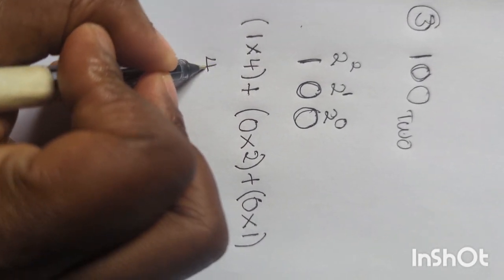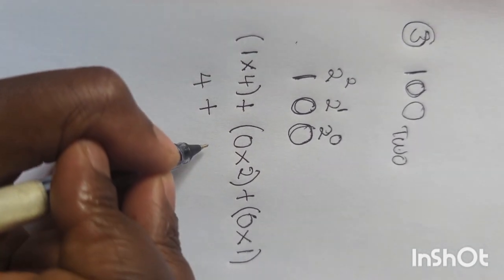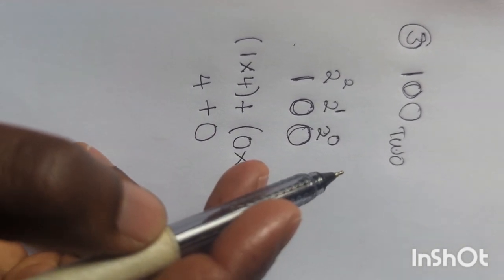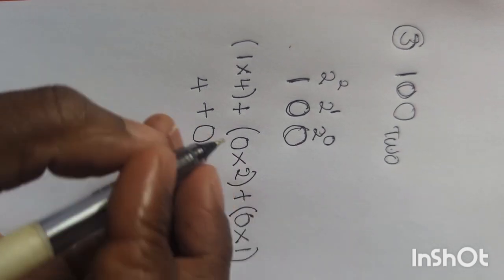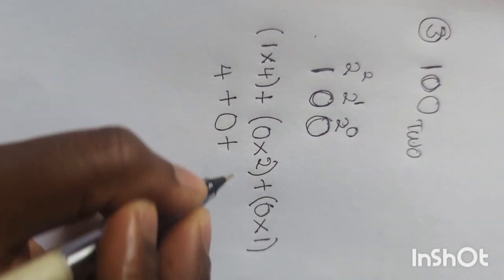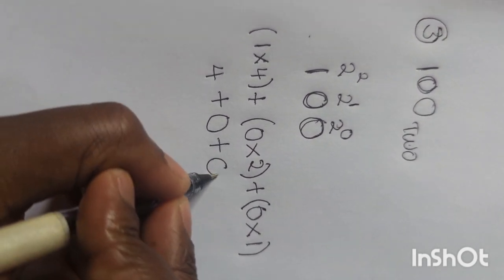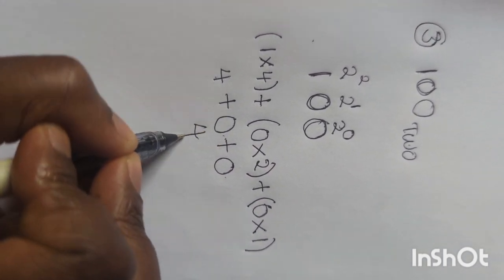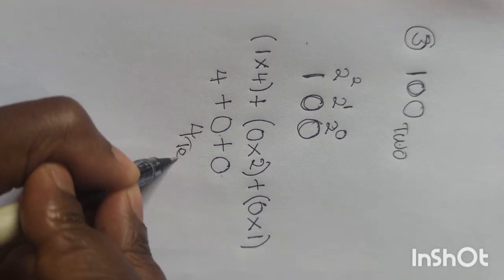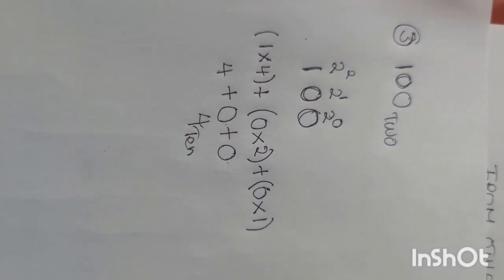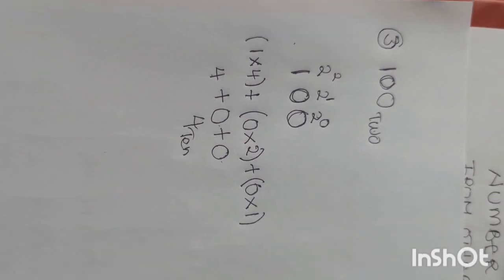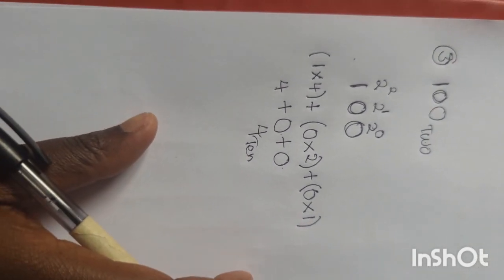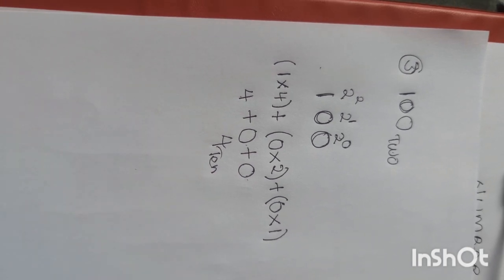1 times 4, 4, plus 0 times 2, 0. Remember, a number to the power 0 is 1, but a number multiplied by 0 is 0. Plus 0 by 1, 0. So 4 plus 0 is what? A 4. This number is in base what? 10. If you want, you can skip it because base 10 can be skipped, but base 2 and base 5 you should always indicate. Let's go to our last example.